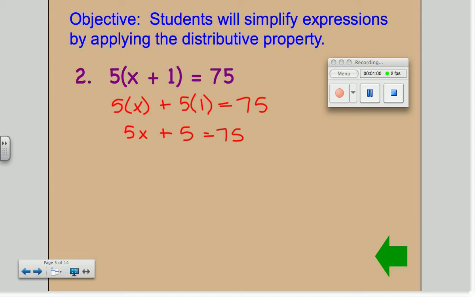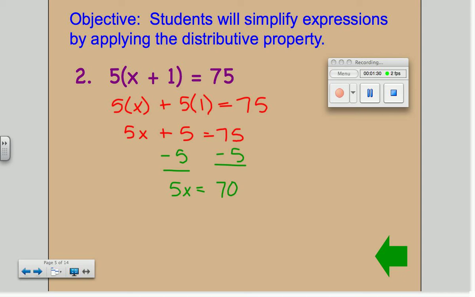So if you're using the method of our host and family, our host is x, the family is 5, next to the x, and the friends are the other 5. Okay? So we want to get rid of our friends first. So we're going to get rid of this 5 by subtracting it. And then we have to, of course, do the same thing on the other side. So 5x plus 5 minus 5 is 5x. 75 minus 5 is 70.